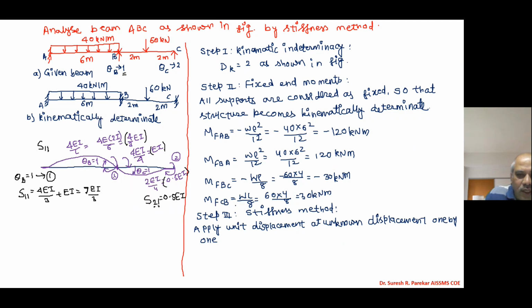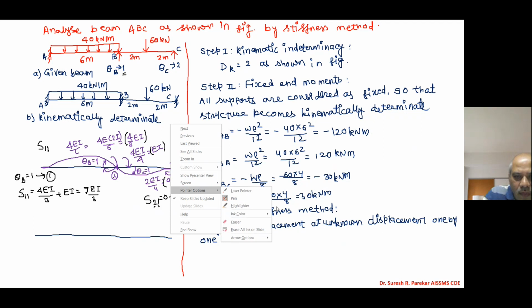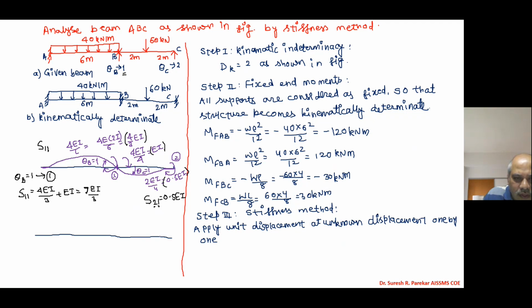Now we will apply unit displacement at 2, that is theta C equal to 1. Again we have to go clockwise. We have to show the moment that is clockwise. So theta C equal to 1, we go clockwise. Now you can see theta B is 0 and theta C equal to 1. We require over here 4EI by 4, that is EI, and here 2EI by 4, that is 0.5 EI.